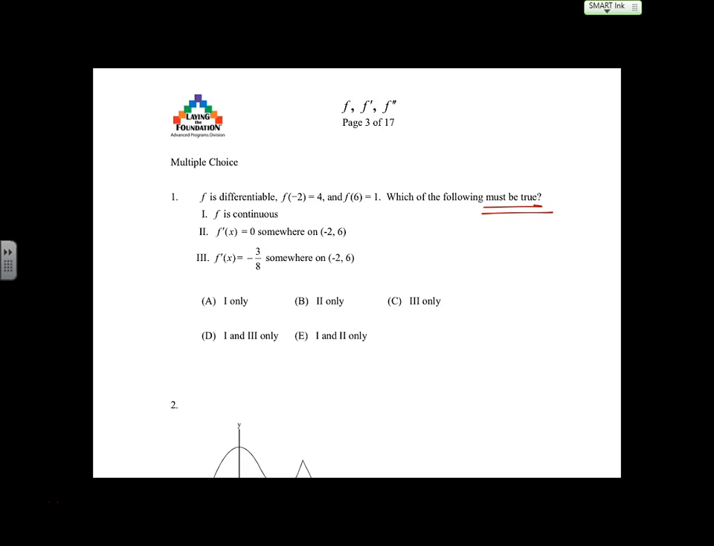Doesn't that mean just 3 also? Why is 1 true? Because if it's differentiable, it must be continuous. If F is differentiable, F must be continuous. So I know right now that one's true, so I can cross out that, I can cross out that.